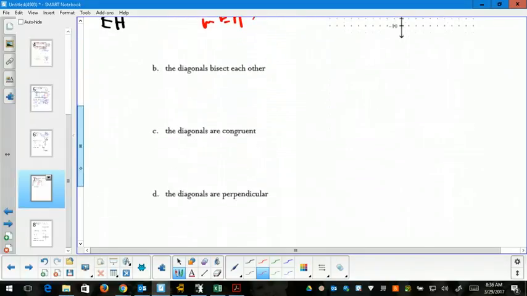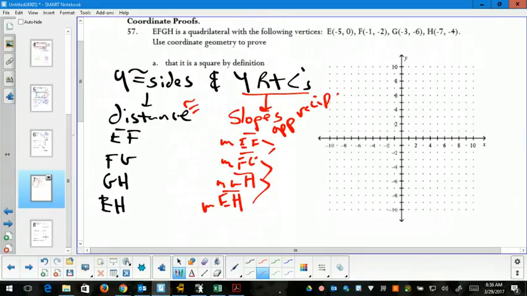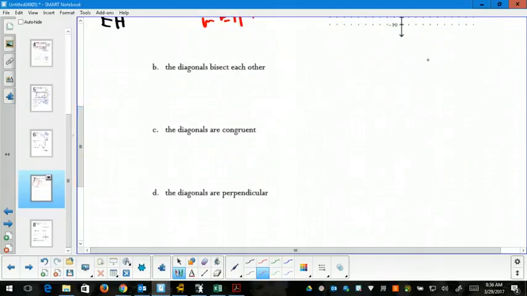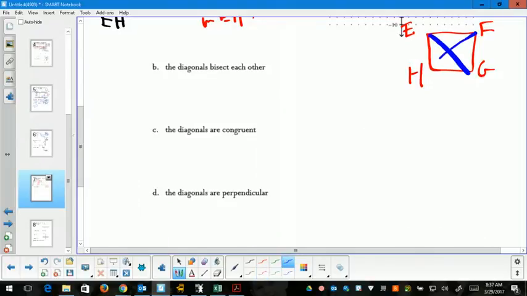When they ask us to show the diagonals bisect each other, by the way, what are the diagonals for this shape anyhow? If I have this and they tell me it's a square, then it's E, F, G, H. Oops, that's supposed to be an H. What are the diagonals? Which ones are the diagonals? EG and FH. So when I do these calculations, it should not be for sides because it says, prove this about the diagonals. I better use the diagonals.